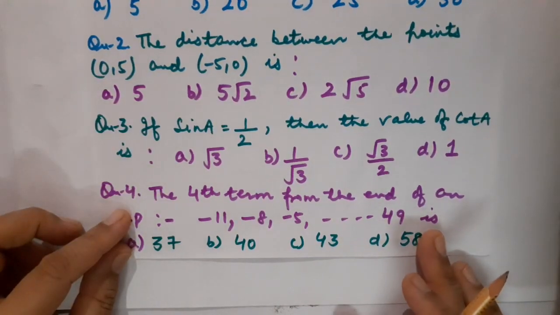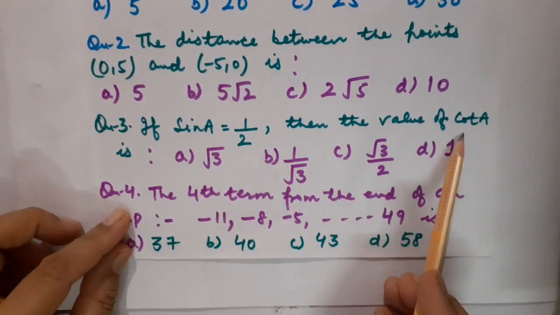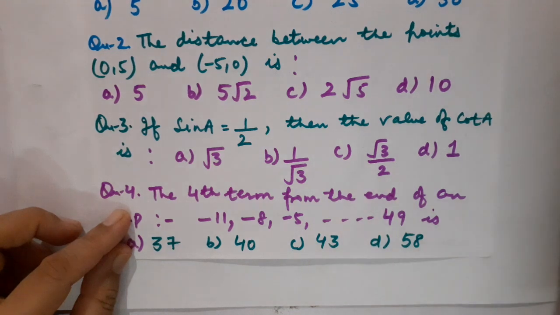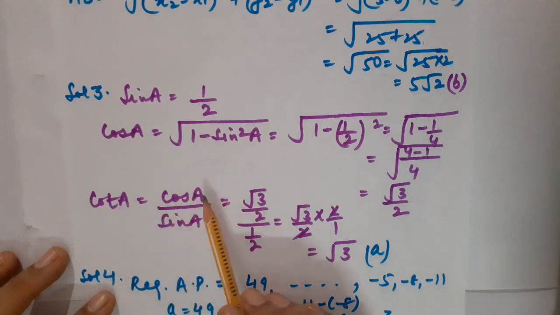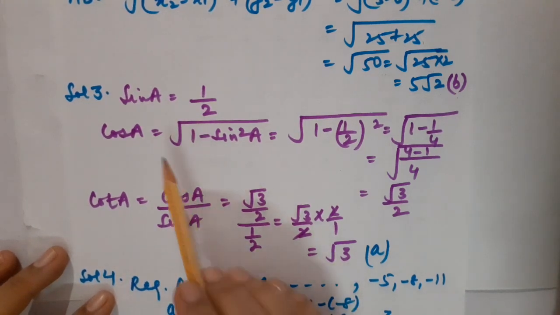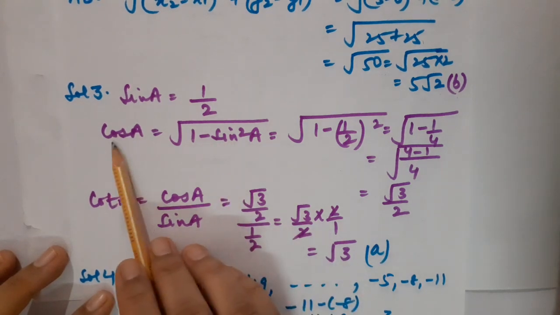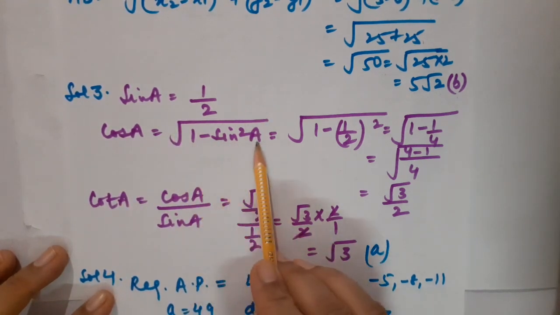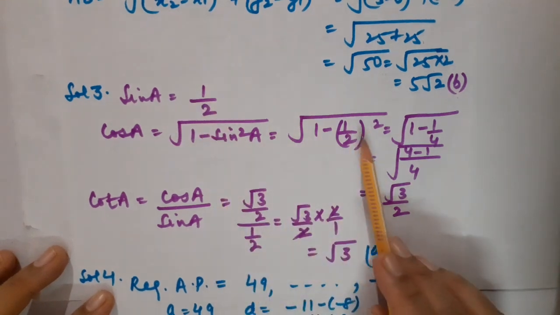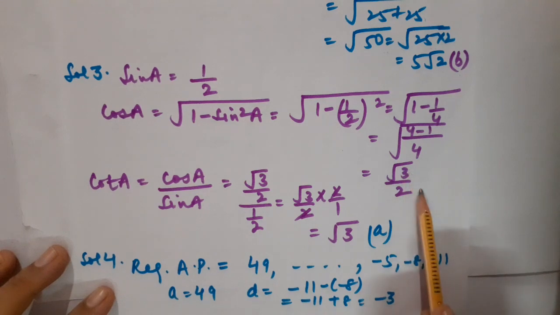Now let us switch to question number 3. If sine A is equal to half, we have to calculate the value of cot A. So here is the solution. You know that cot A is nothing but cos A upon sine A. So children, here I am going to apply the identity sine square A plus cos square A is equal to 1. From there I have calculated the value of cos A, that is the whole under root of 1 minus sine square A. So let us insert this value over here. After simplifying, I have got root 3 by 2.